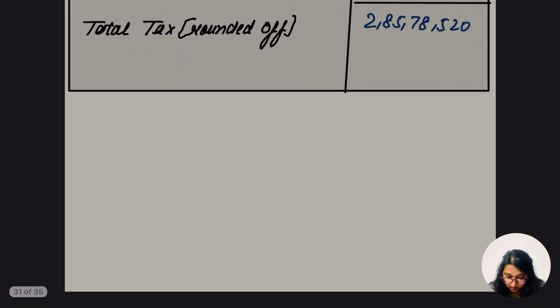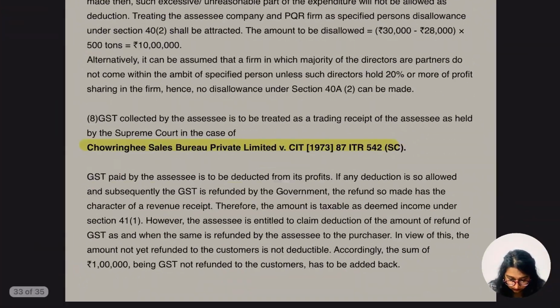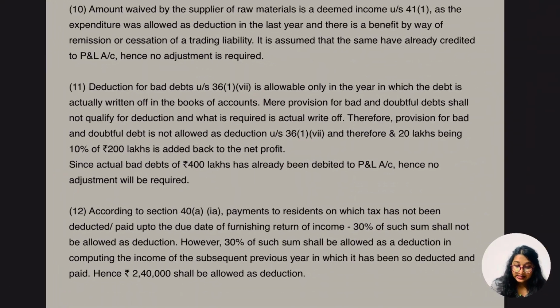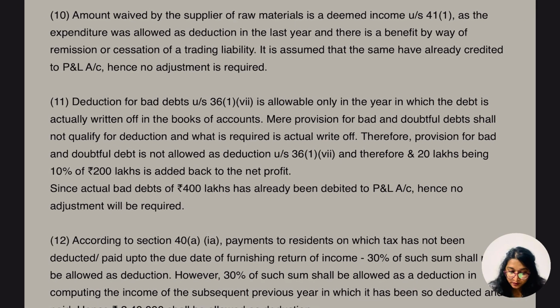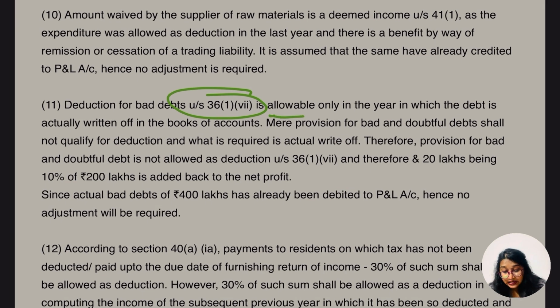So let's go for it now. Let's hurry. Where is it? Here it is. So yes, deduction for bad debt is going to be under section 36(1)(vii), allowable only in the year in which the debt is actually written off, right? In the books of accounts. Yes, we know the 10%, 20 lakh, was actually allowed, na? Yes, actually we wrote it off. Okay, mere provision for the bad and doubtful debt shall not qualify. What are they saying? Shall not.